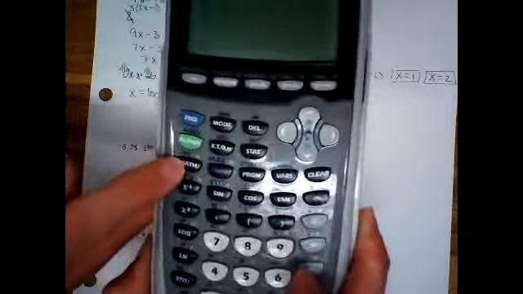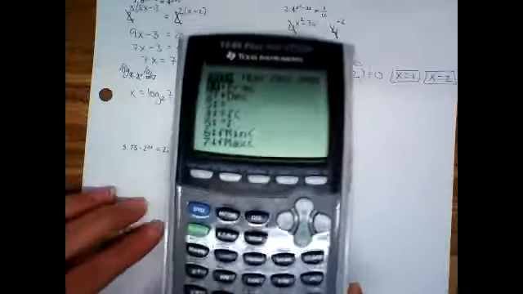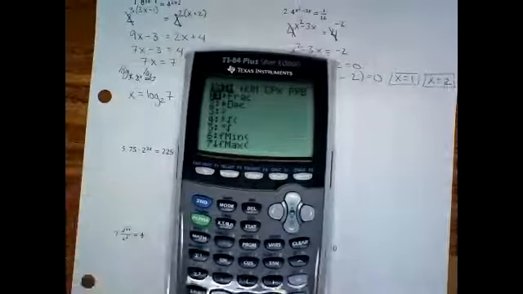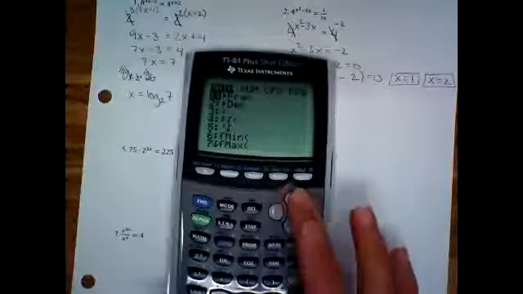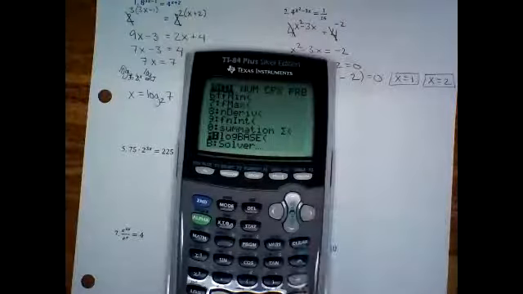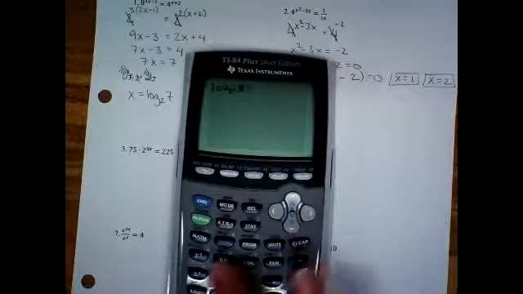Instead, go to the math menu. Here's your math button. It's right below alpha. Hit math. Scroll down until you get log base. It's actually faster if you scroll up because it's so close to the bottom of the list. But do you guys see log base in there? Choose that, and then you can type it in. Log base 2 of 7.